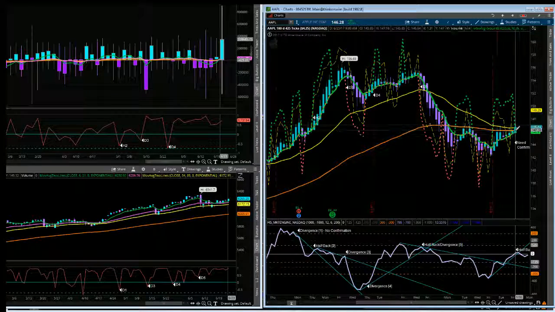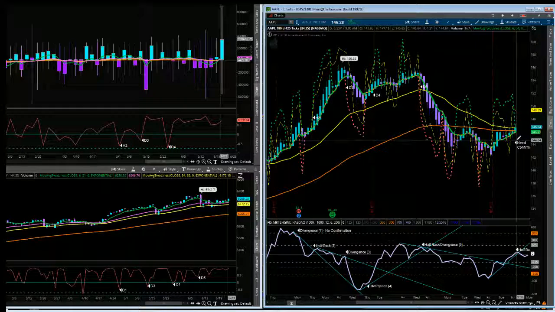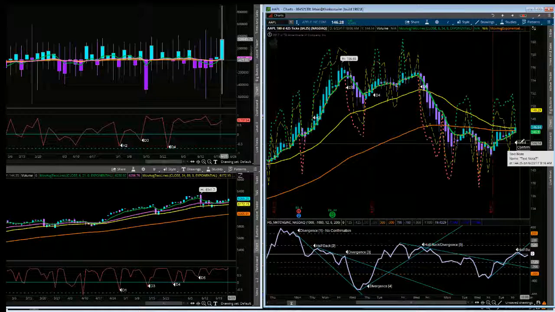So I'm watching to see what's happening there with Apple, and if it's going to give us that confirmation to come down, and hopefully get a gear shift as well. That's even higher probability.